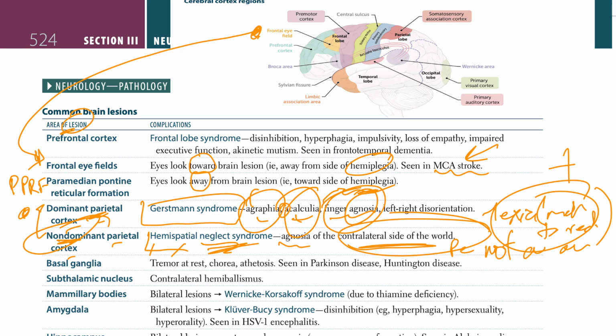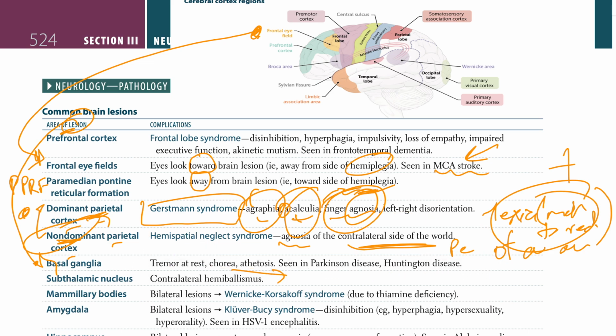Okay. Then looking at the next one, we have the basal ganglia. If you have a lesion of the basal ganglia, you will see tremors at rest. Again, at rest. You have chorea and athetosis, seen in Parkinson's disease and Huntington disease. Both of them you have. So what is chorea and what is athetosis? Let's talk about that quickly.